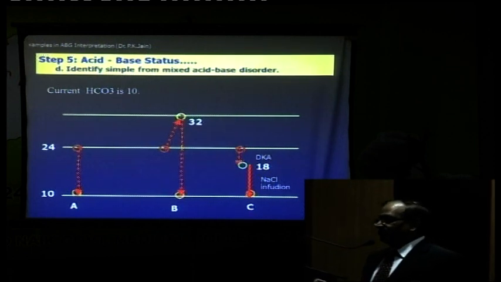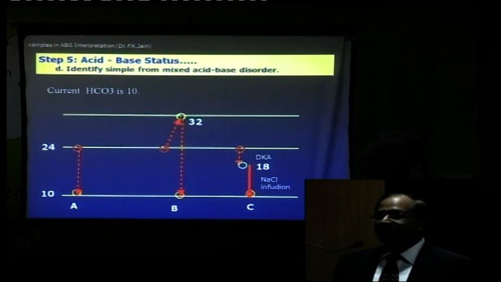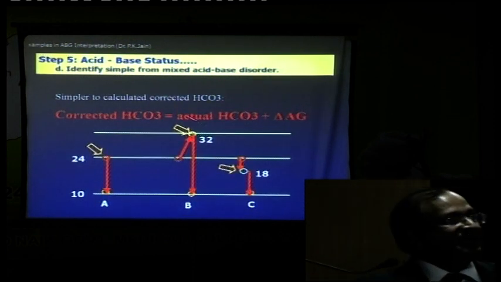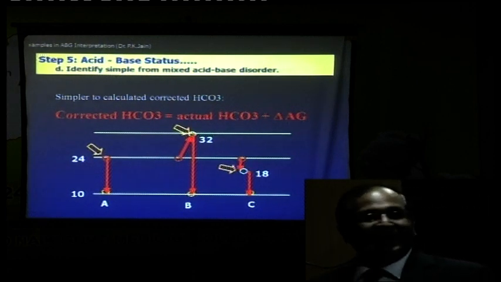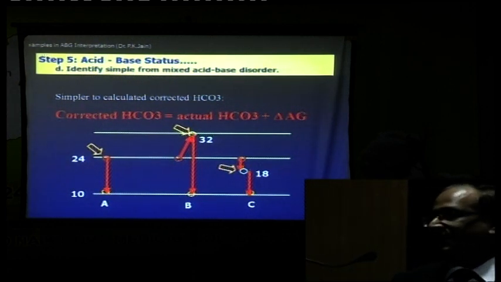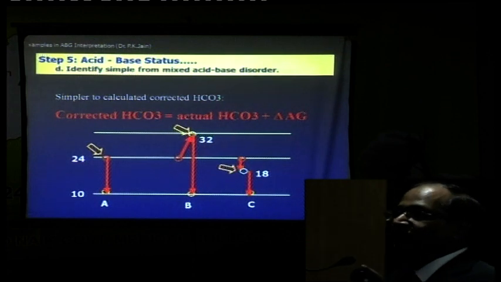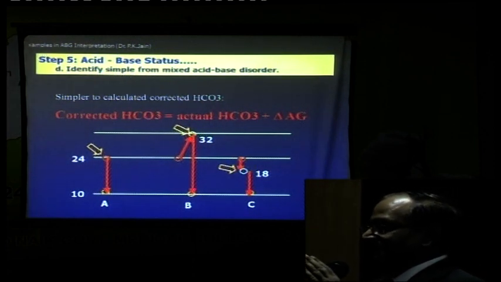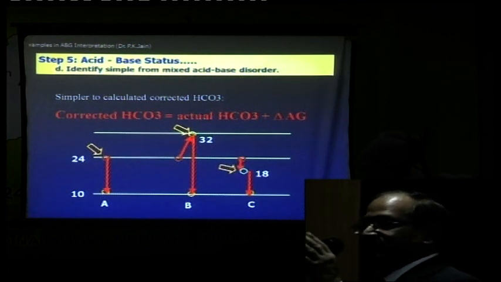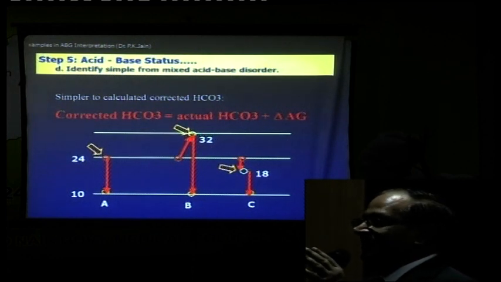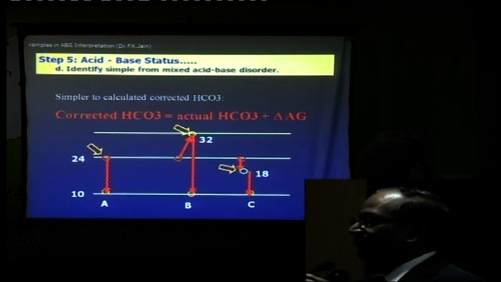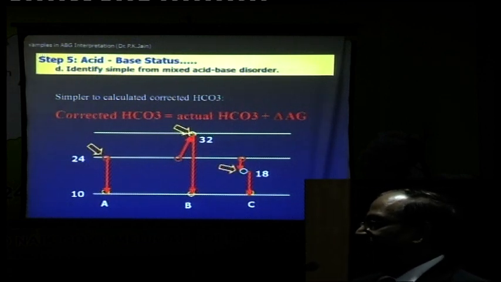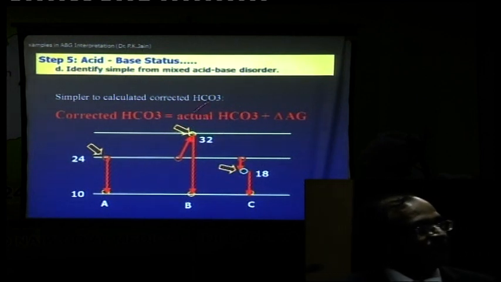Easy? So you want to learn the magic of how to pick up where it was. We call that corrected bicarbonate. You take the bicarbonate that is in the report and add to that something called delta anion gap, which is the difference between calculated anion gap and expected anion gap. Suppose anion gap is 10, expected anion gap 6, delta is 4. Take 4, add it to the 10 and you will get the value. So that's how you get it.